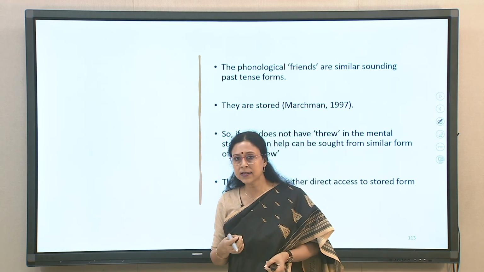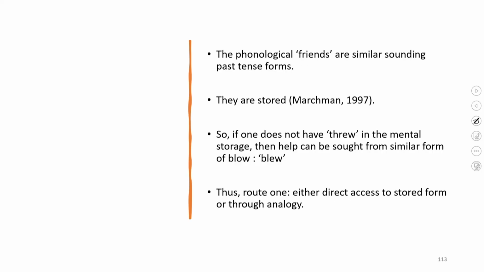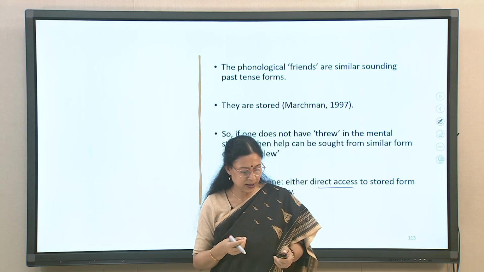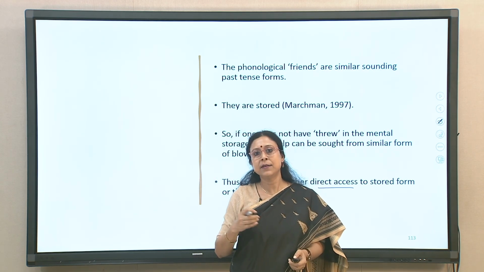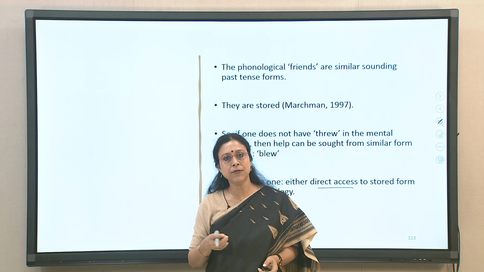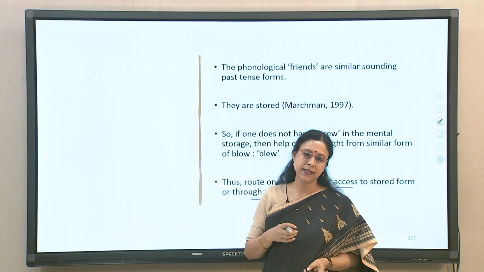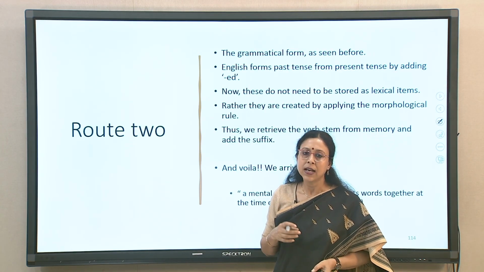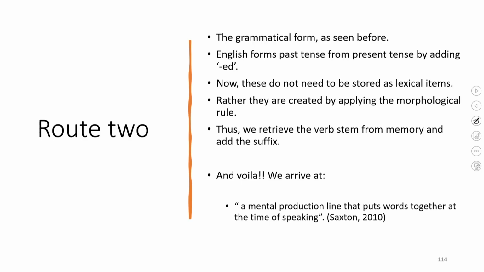So, route 1 gives you two options: either direct access to the stored form or access through analogy. Through analogy means through the phonological friends. So, if this is the similarity, then this could also be utilized for, let us say, entity number x. Now, route 2, which is the grammatical form, is also something we have discussed before.